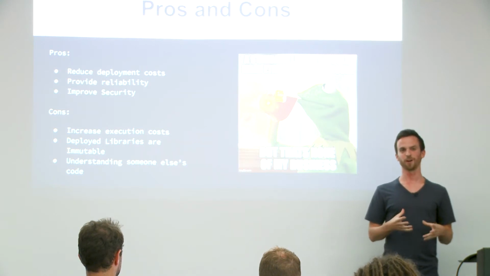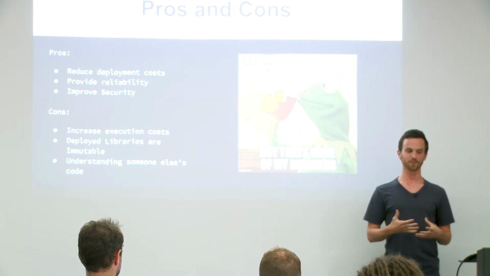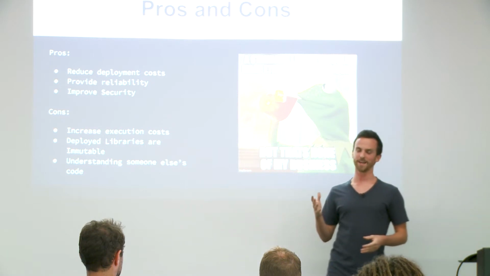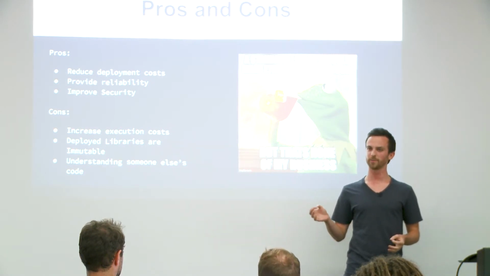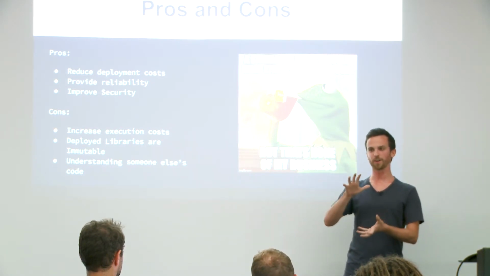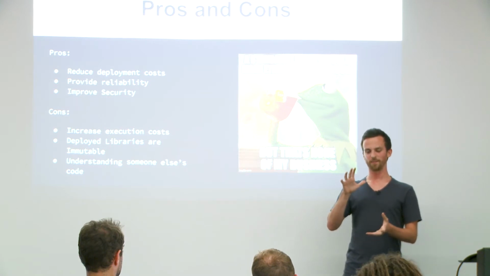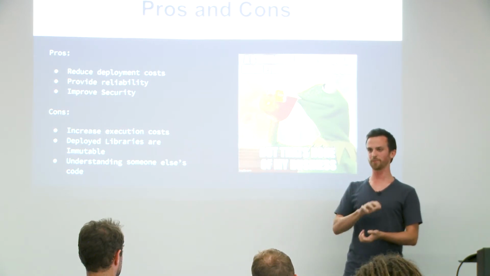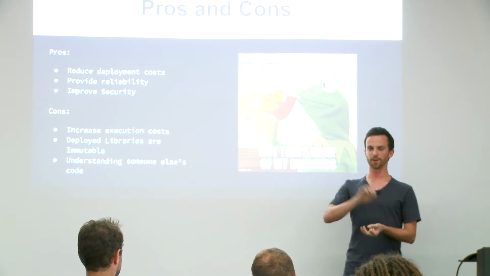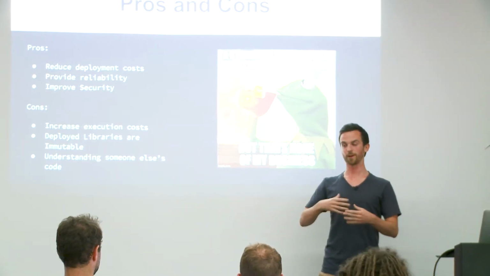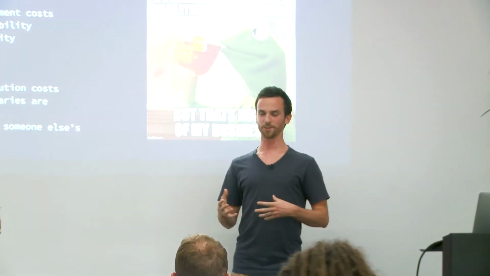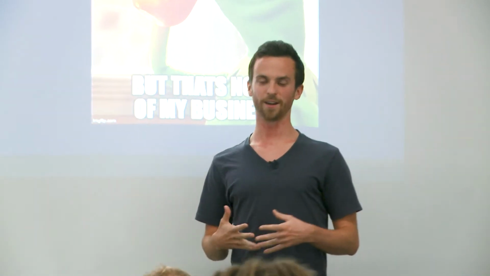But there are a few drawbacks of using libraries right now. Execution costs will be a little bit more because if you implemented all the code in your contract, all the execution would happen within your contract. But calling an external library requires an external call, which does cost a little bit more to do.